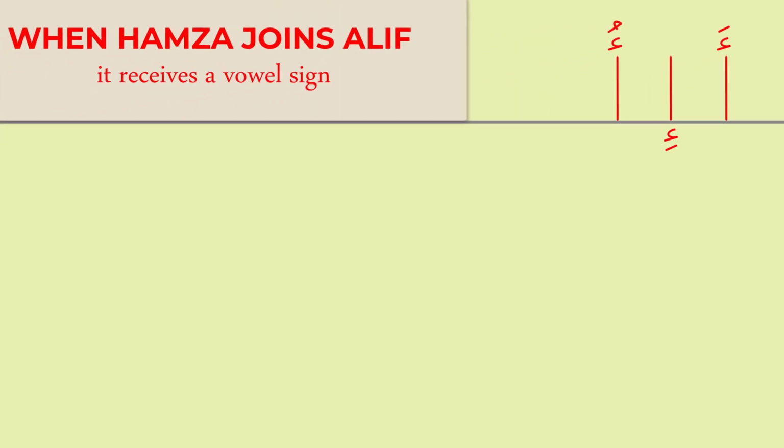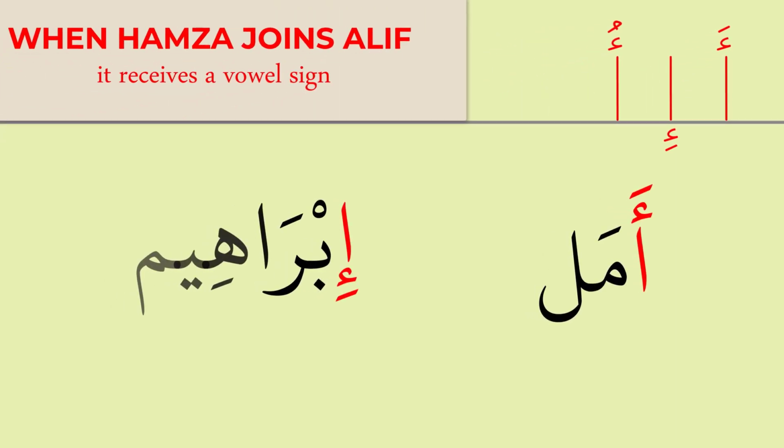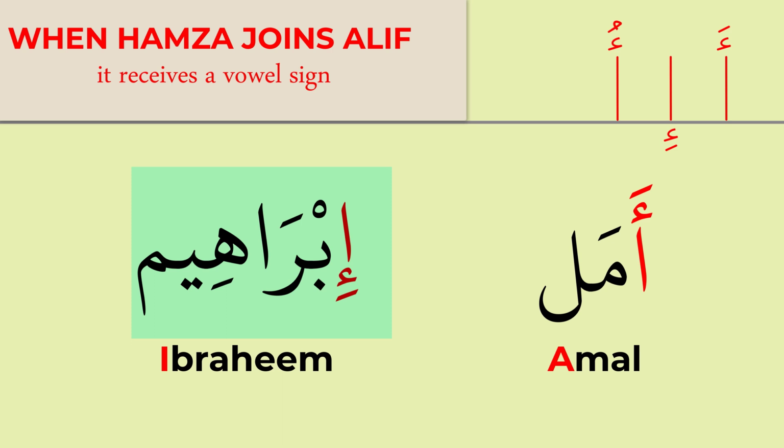Now let's look at these words. So we have this word here, and I've put the Hamza in red. Here, notice here, amal, amal. So here there's a Hamza with a fatha. Over here we have the Hamza with a kasra. Ibrahim. Amal means hope. Ibrahim is the Arabic version of Abraham, the Prophet Abraham.